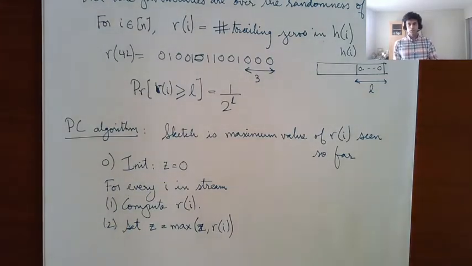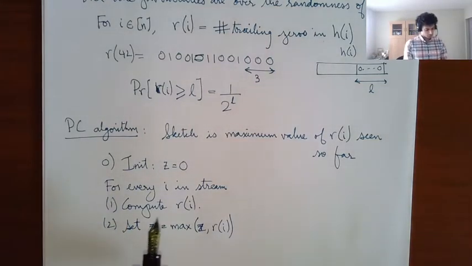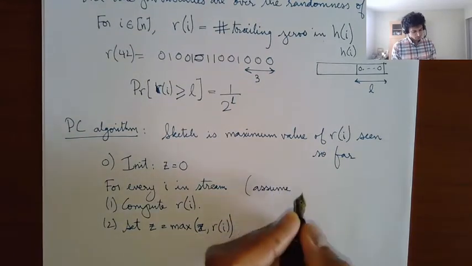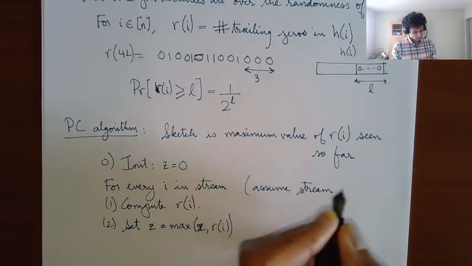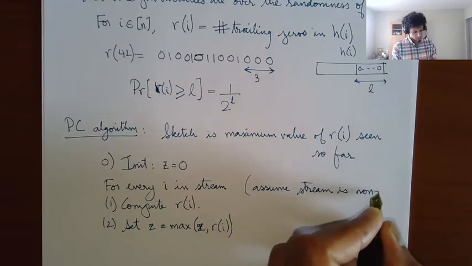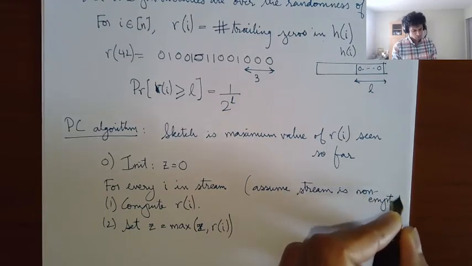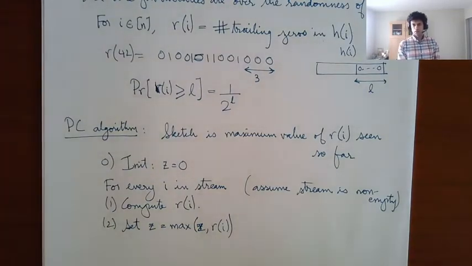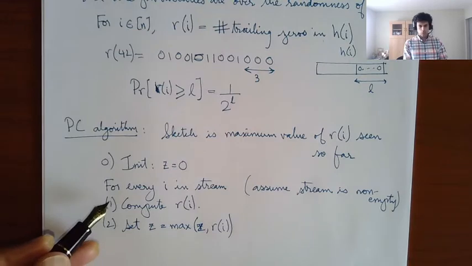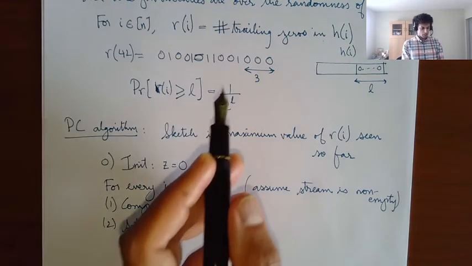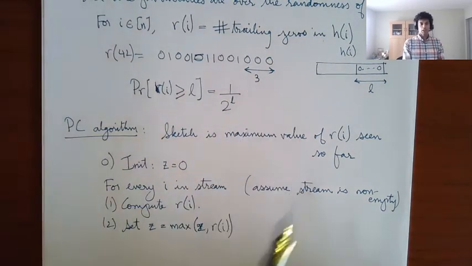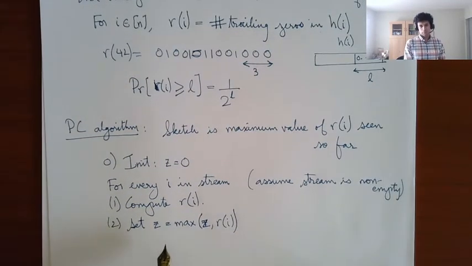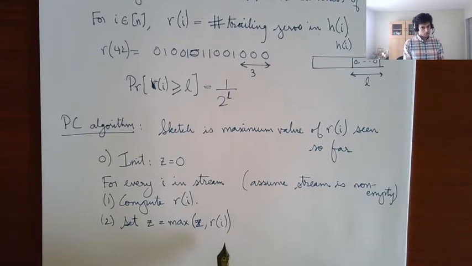Then for every object I in the stream, and let's just assume the stream is non-empty. This is going to be convenient for some of the quantities that I'm going to write. So for every I in the stream, we compute this Ri. So Ri is the number of trailing zeros in the hash. And then you just set it to be the maximum R value seen so far.